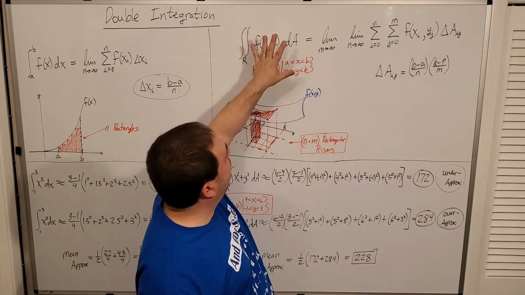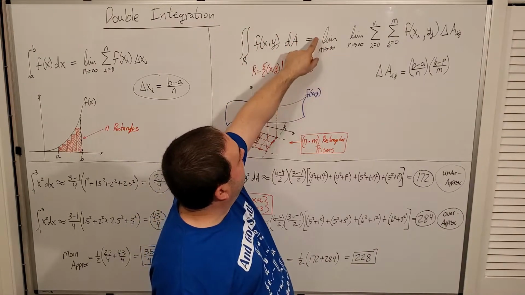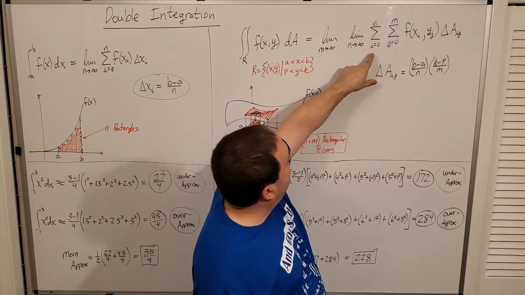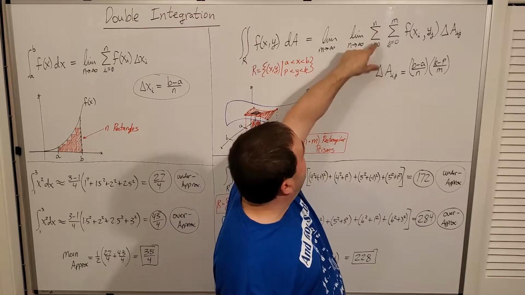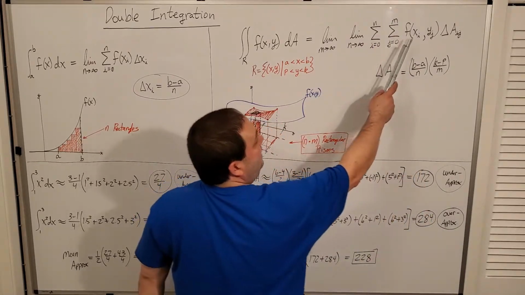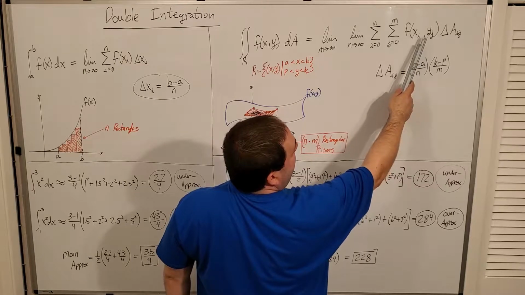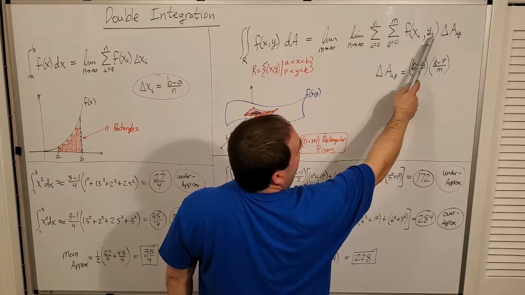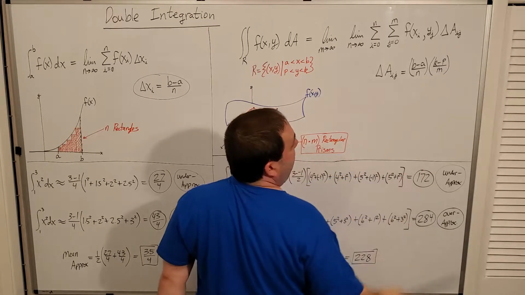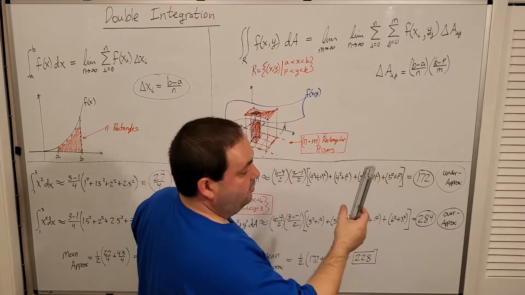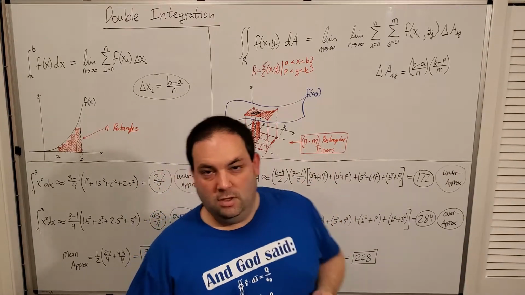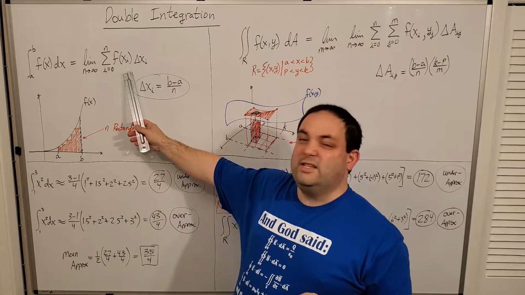So then the double integral is defined as the limit as m goes to infinity, the limit as n goes to infinity, sum i from 0 to n, and sum j from 0 to m. Let f be evaluated at the (xi, yj) point, and then have that multiplied by the area of the ijth component. Now, this is a very generic definition, a more generalized version of this one.